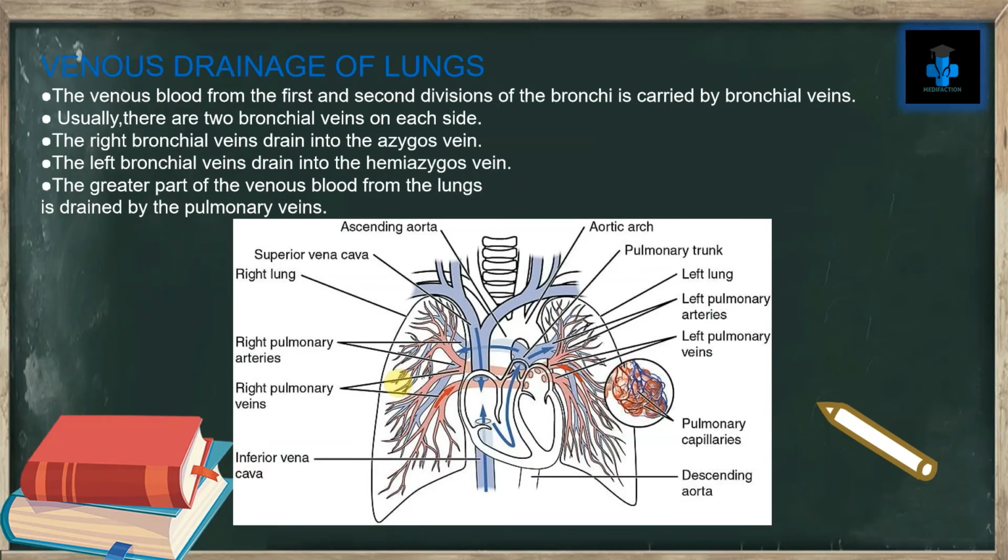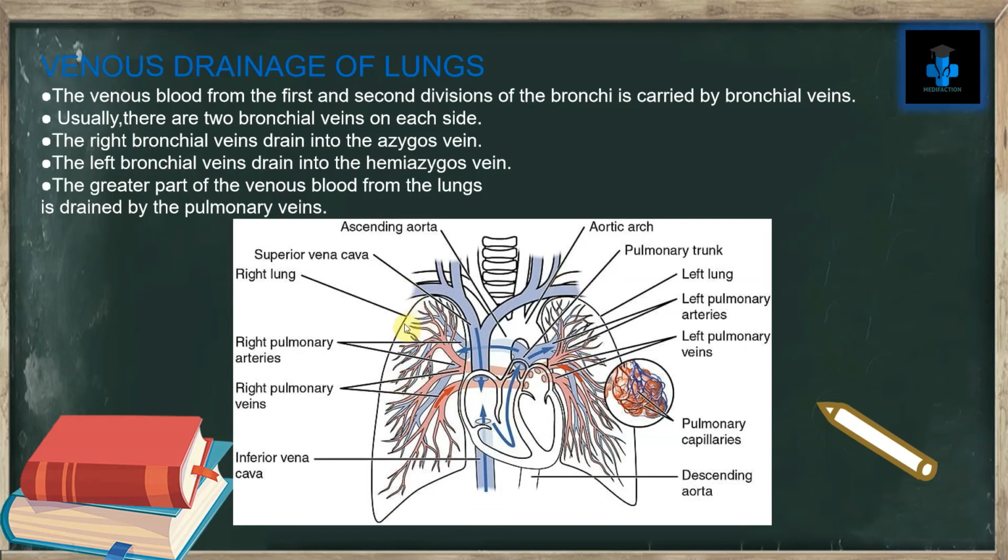For venous drainage, the venous blood from the first and second division of the bronchi is carried by bronchial veins. Usually, there are two bronchial veins on each side. The right bronchial vein drains into the azygous vein. The left bronchial vein drains into the hemiazygous vein. The greater part of the venous blood from the lungs is drained by the pulmonary vein.